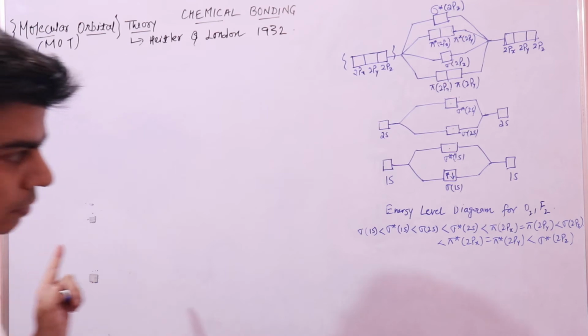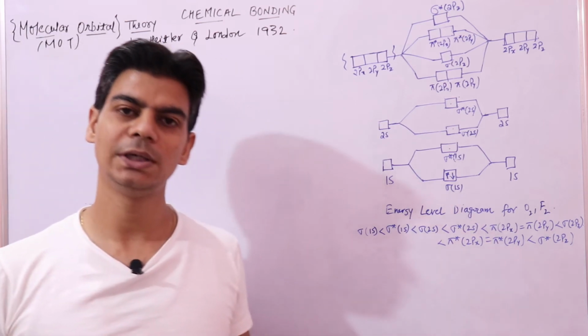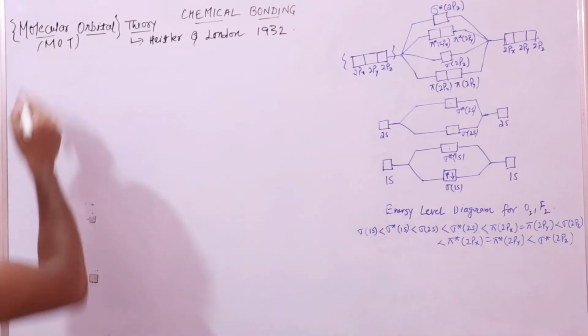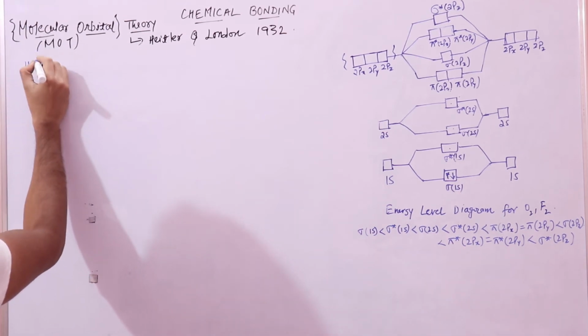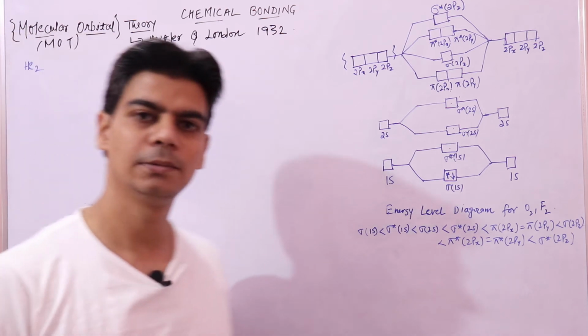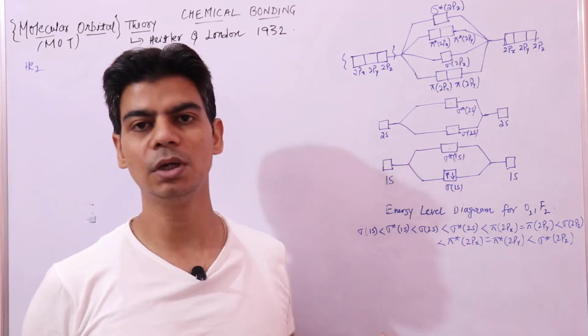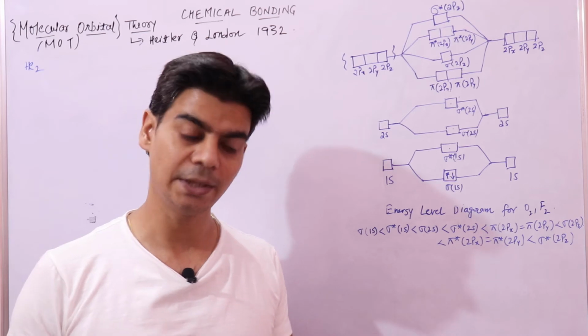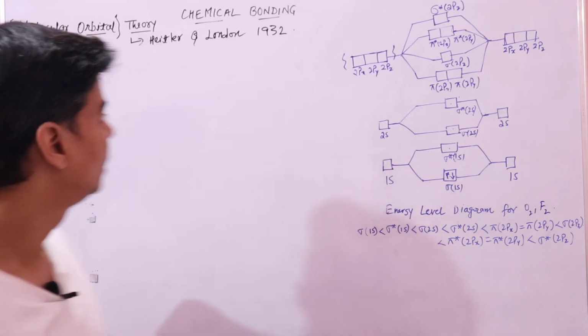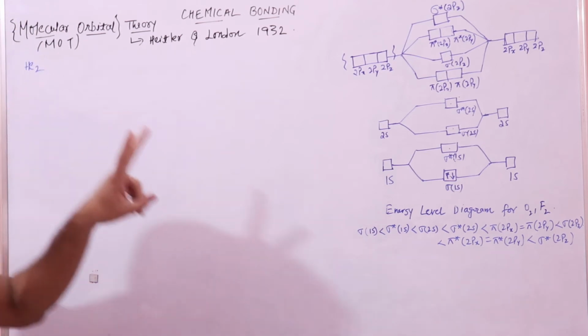Now let's look at it quickly. For one example we have already taken hydrogen. Now we'll take the example of the helium molecule, He2. We know that the helium molecule doesn't exist. We'll prove the same using molecular orbital theory, by writing the electronic configuration of the helium molecule. We know helium has 2 electrons.